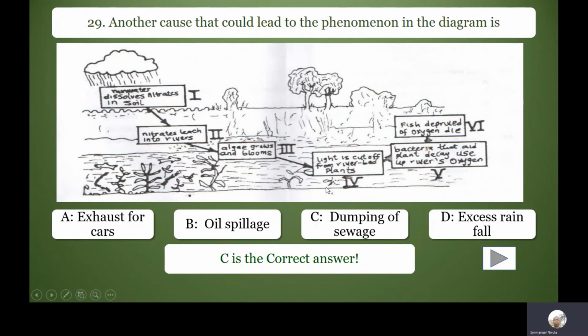Another cause that could lead to the phenomenon in the diagram is dumping of sewage. If it is not nitrate from fertilizers, it could be sewage. And of course, liquid waste from our houses, from the factories, can be released into water bodies, and the plants will take up the nutrients in this sewage and overgrow, leading to eutrophication.